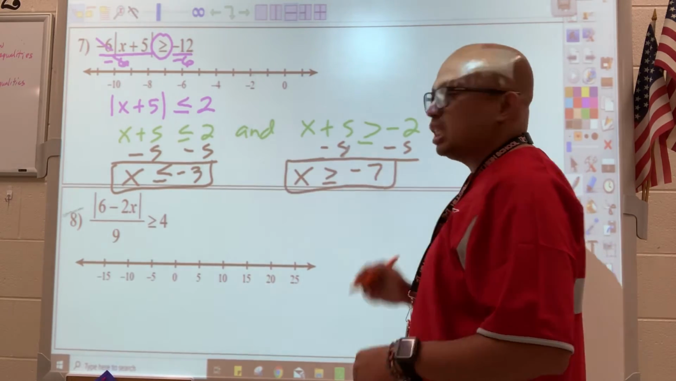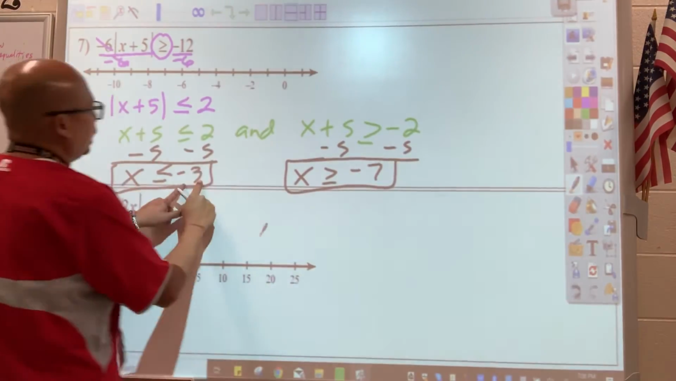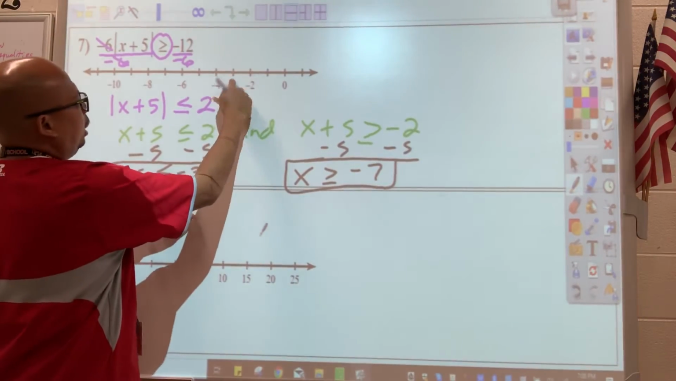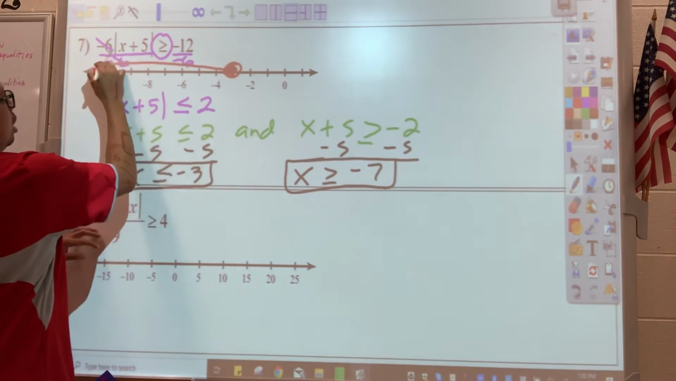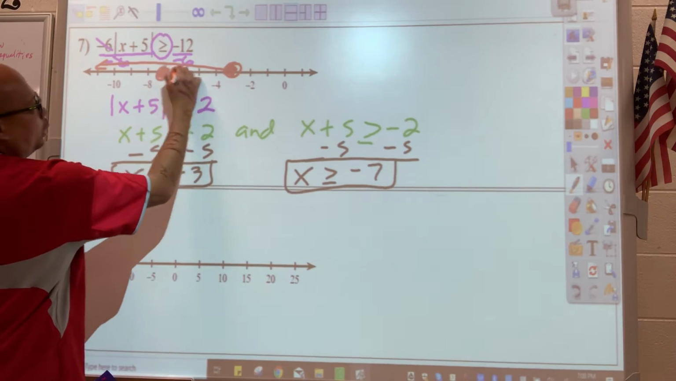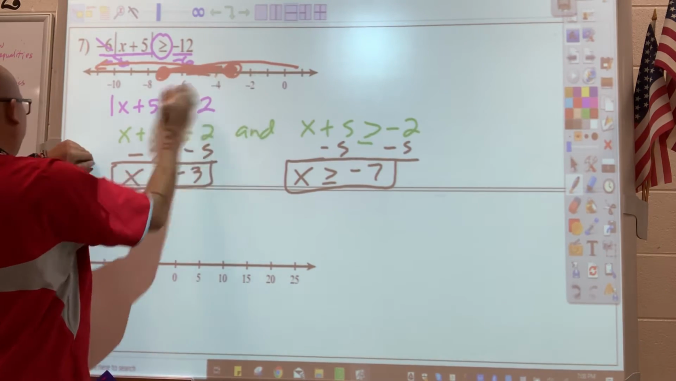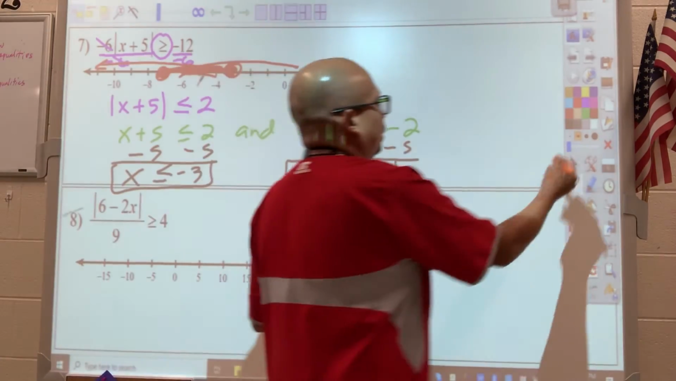Let's see if this is really going to be a conjunction problem. We expect to intersect. -3 is right here, going to the left, and -7 is right here, close, going to the right. So we know that this is the answer, the intersection.